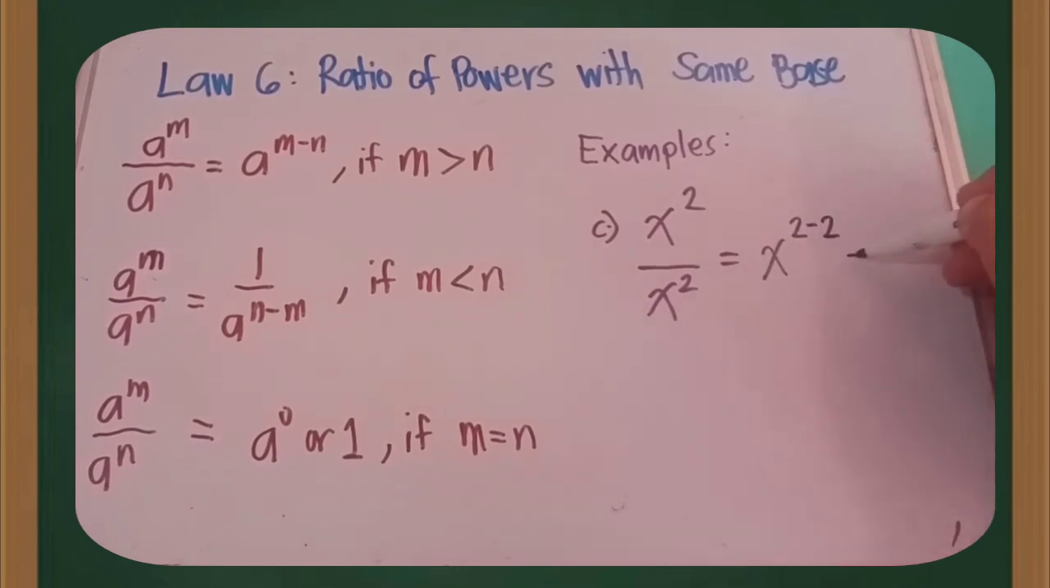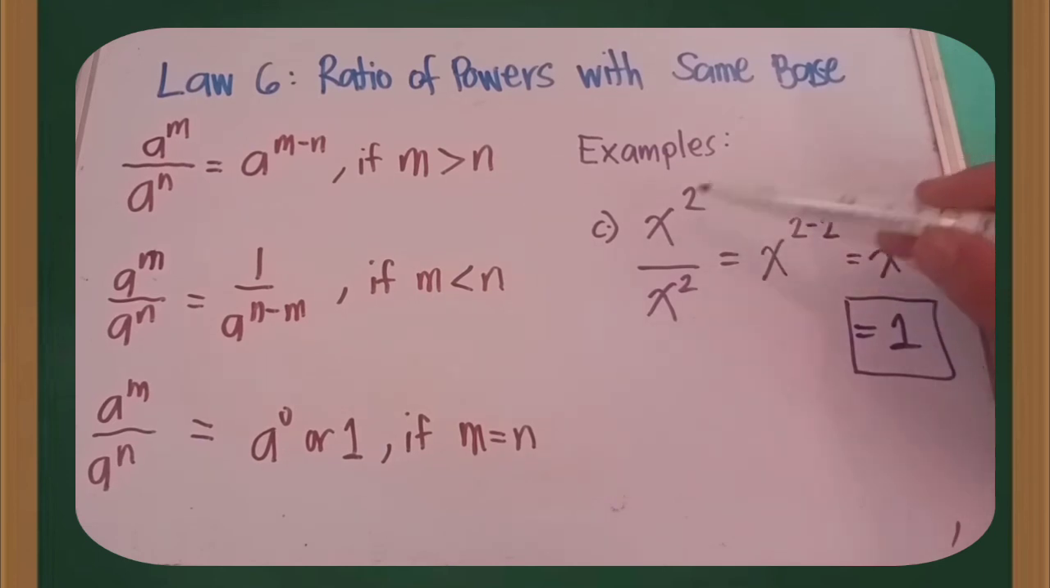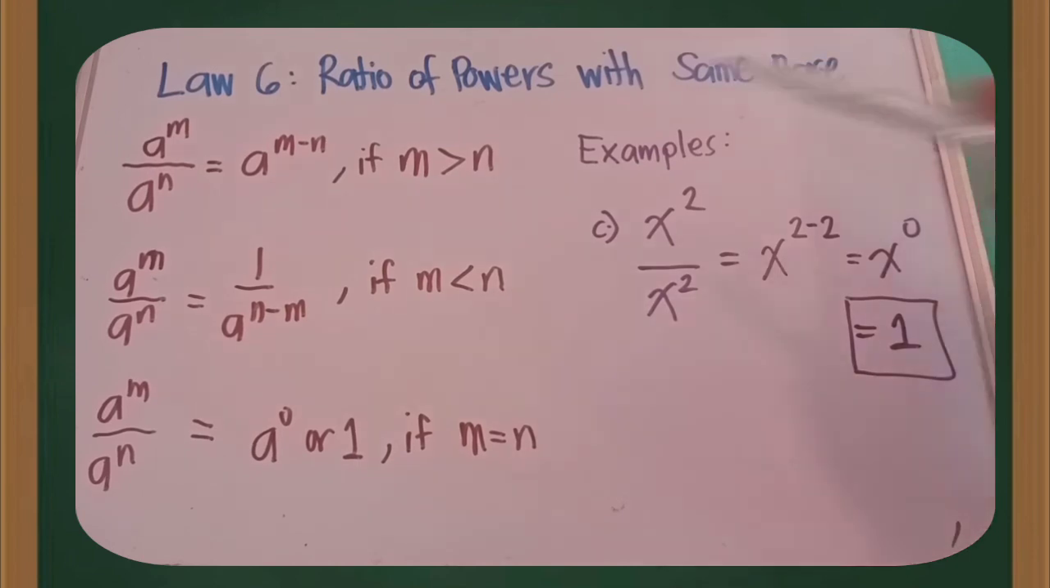2 minus 2. Then it becomes x raised to the power of 0. And please take note that any number or variable whose exponent is 0 is equal to 1. So, therefore, x squared divided by x squared, the answer is 1. So, ang atong gibuhat is gi-subtract nato ang ilahang exponent. Okay, so that's it. That is all about the sixth law, ratio of powers with same base. I hope that's clear.